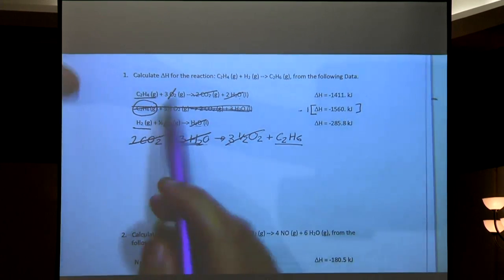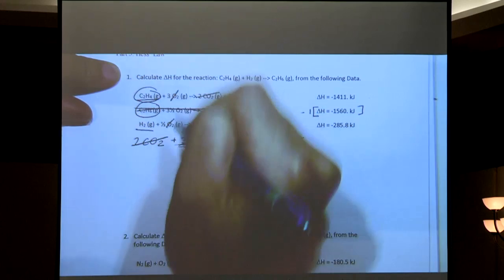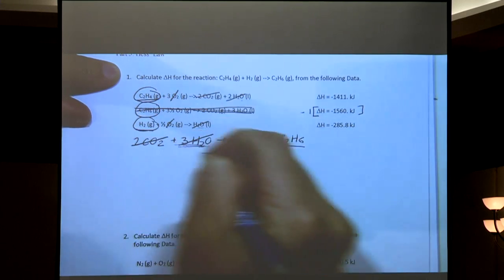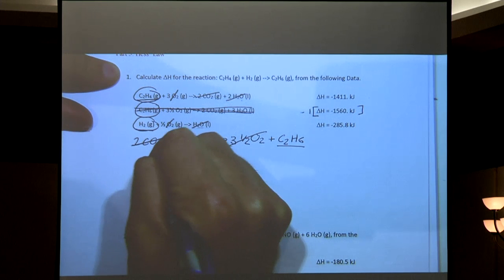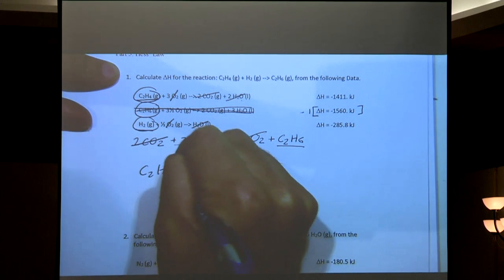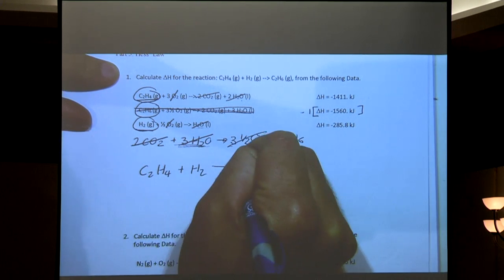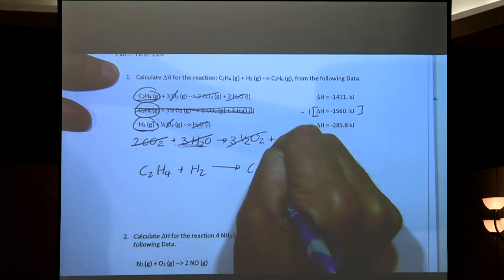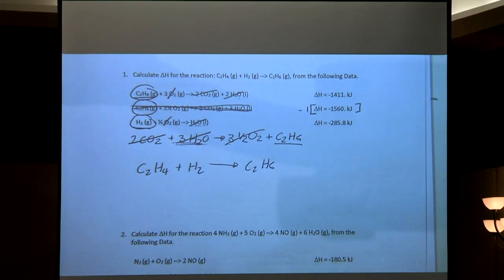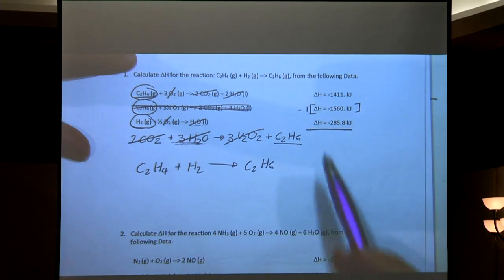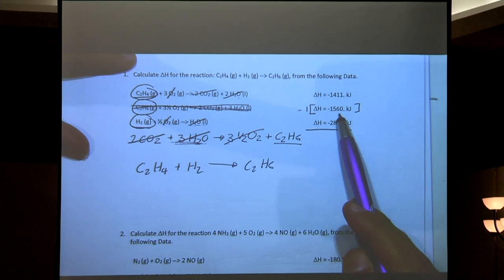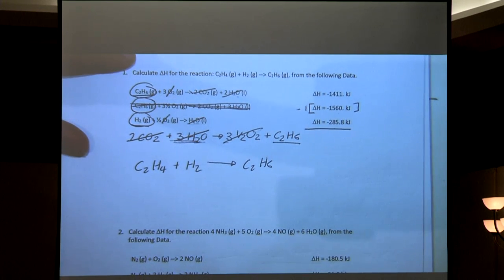So what are we left with? We're left with C2H4, H2, and C2H6. So it becomes C2H4 plus H2 forms C2H6. Okay? And now we're going to go ahead and add these numbers together. Okay? Remember, we flipped the sign on this one.